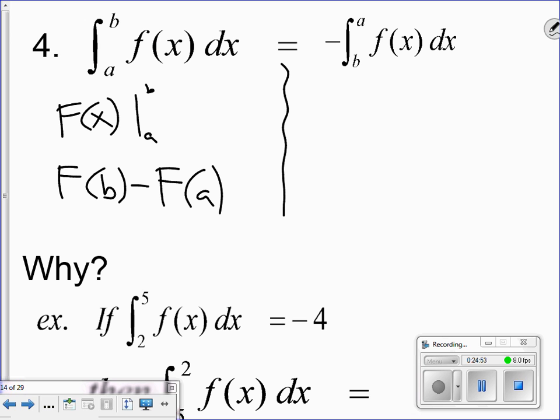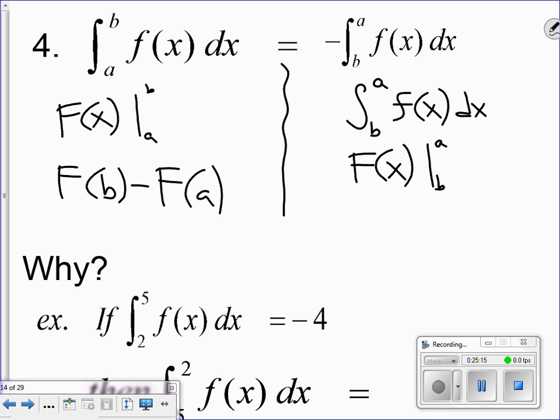Now on the other side, forget about that negative for a second. I'll show you why that has to be there. Let's just say we wanted to get the definite integral from a to a. First thing you would do, get the antiderivative, same antiderivative, capital F of x. What would you plug in first? You would get capital F of A minus F of B.